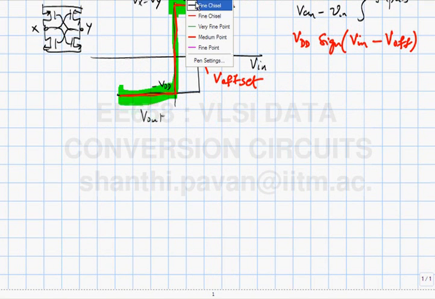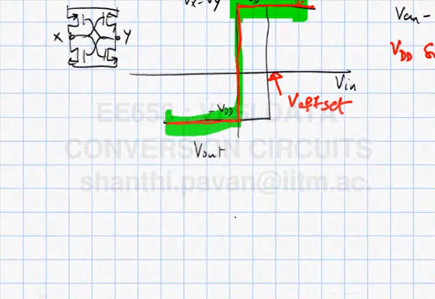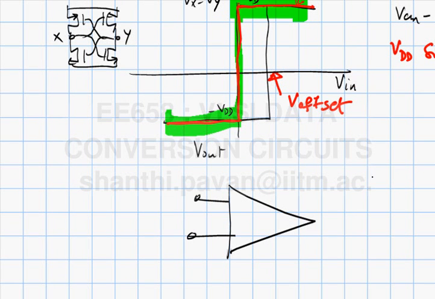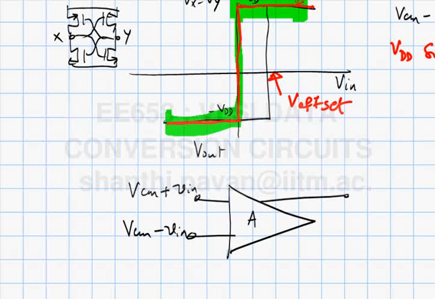So, what does this mean? Instead of applying the input directly to the latch, what you want to do is multiply it by some gain A. So this is plus, minus, minus, plus. The voltage here will be A times. So this is a differential amplifier. It takes the input difference and multiplies it by some constant gain A.